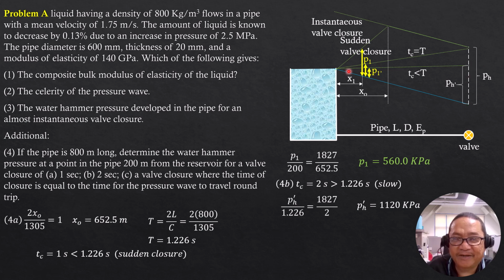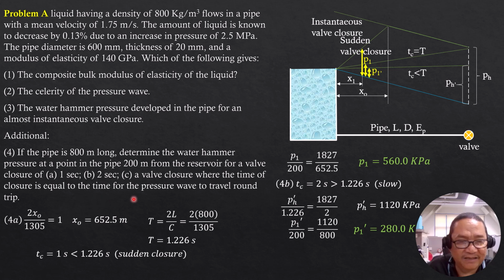So from the figure again, the increase in pressure at point 1 due to water hammer is denoted by P1 prime. So P1 prime is to 200 as PH prime is to the length of the pipe, 800. So P1 prime is to 200 as 1120, PH prime, is to 800. So P1 prime is 280 kilopascals.